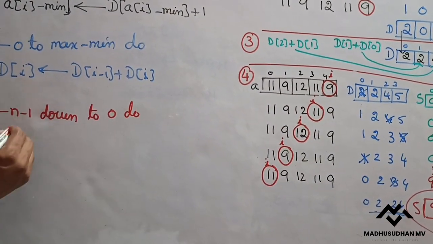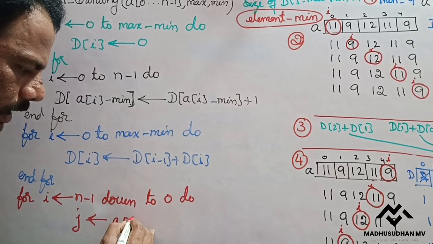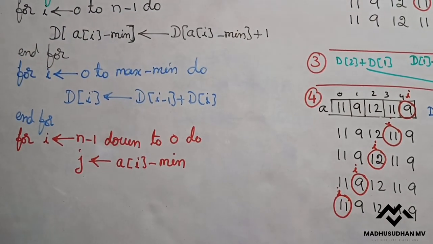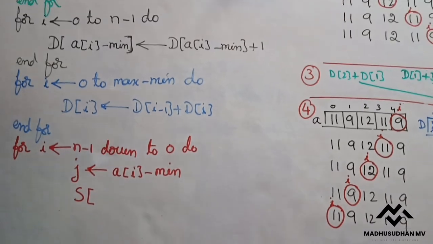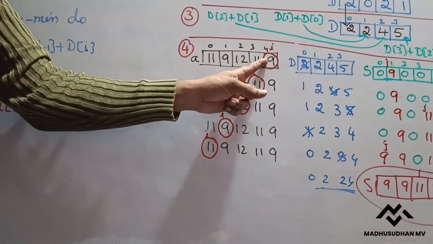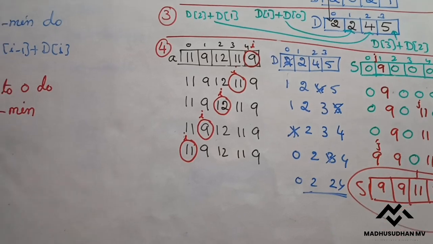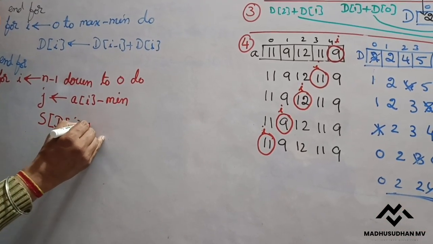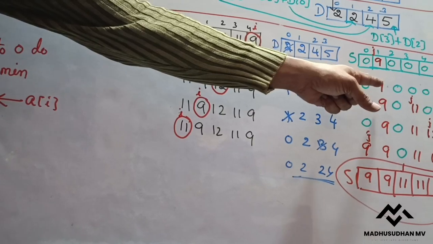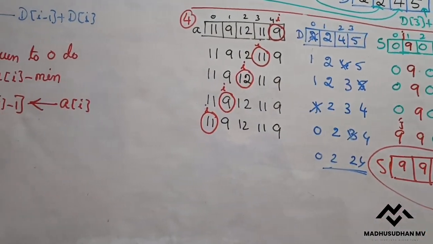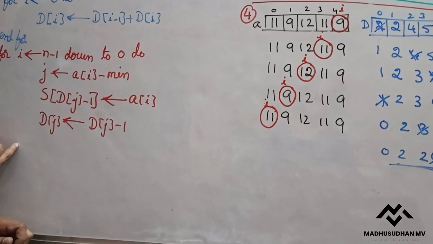Down to 0, what we have to do? Get the value of J. How to get the position value: the element minus minimum. The element is A of I minus minimum. This is how I got the position. Now, in this position, see again, for example, this element minus minimum is 9 minus 9, 0. In the 0th position I have 2. In its previous position, 1, I wrote 9. So S of D of J minus 1, in this position what I have to place? The A of I element I placed. 9 I placed in this position. After that, what we did? We decremented this 2 by 1. So D of J is updated to D of J minus 1. That's it. End for.